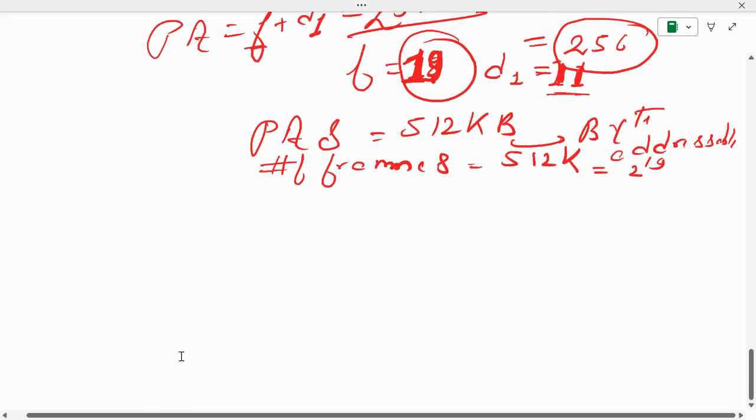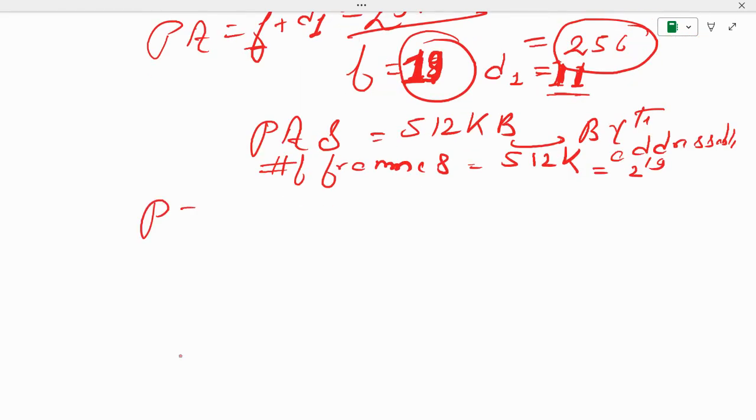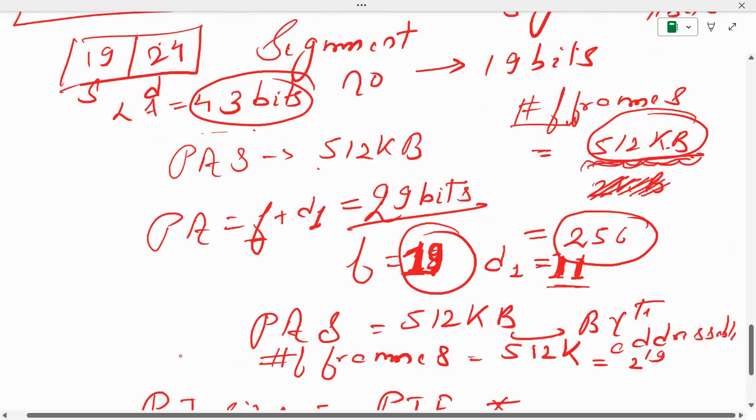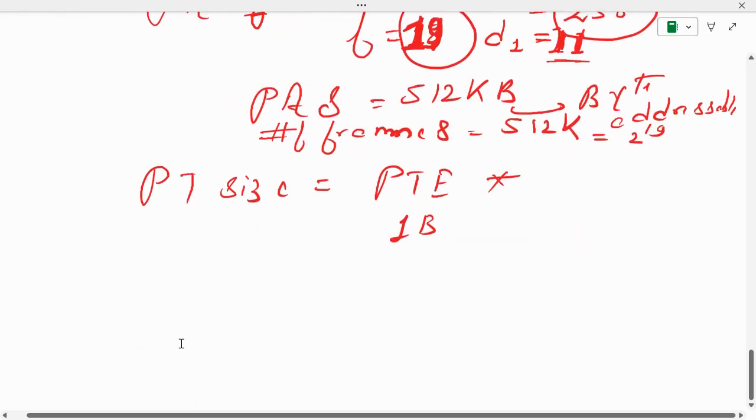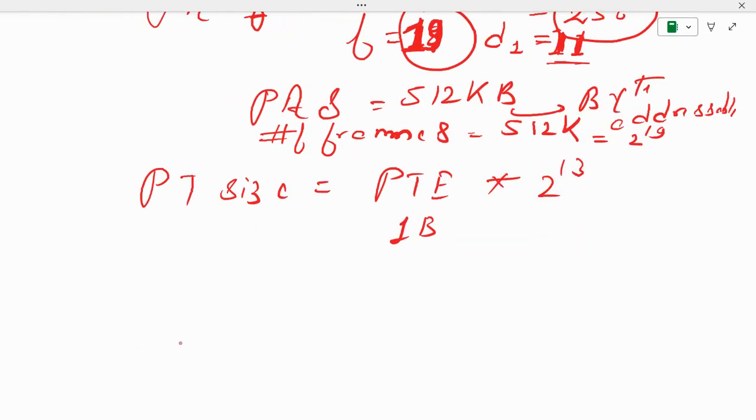Now, the next question is the page table size of the segmented paging table. So we have been given PTE. It is 8 bits, that is 1 byte. And then we have altogether the number of pages. So the number of pages is nothing but P1, and P1 we already calculated as 13 bits. So 2 raised to the power 13, and that is equal to 8 KB. So this is 8 KB.